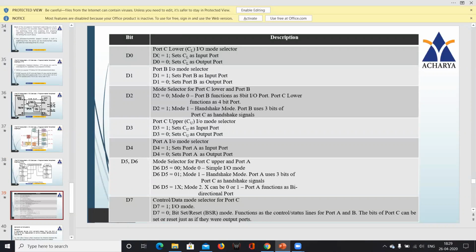If D0 is 1, then CL, meaning port C lower, those 4 bits are acting as input port. If D0 is equal to 0, then those 4 bits of CL are acting as output port. So this is actually a summary of the entire control word register which is there in your syllabus. I hope these things are clear to you.